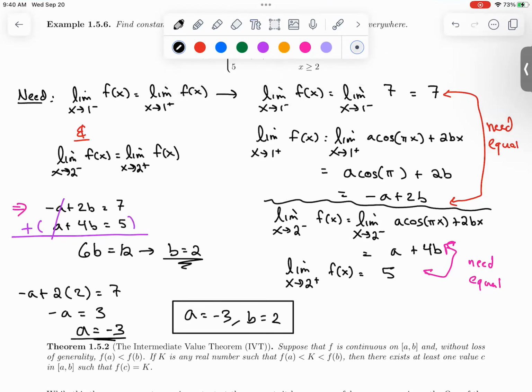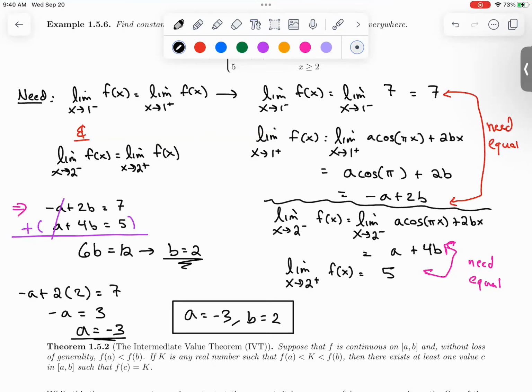Now, technically speaking, if I want to prove continuity there, I would also need to check that with these values of a and b, f of 1 exists and is equal to 7, and f of 2 exists and is equal to 5. But that's going over the top.